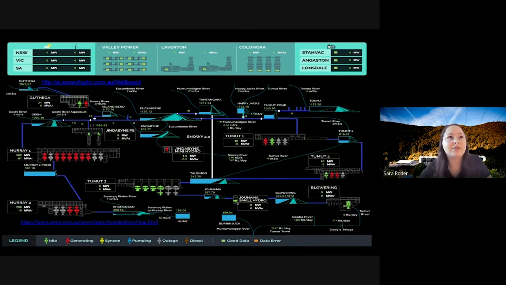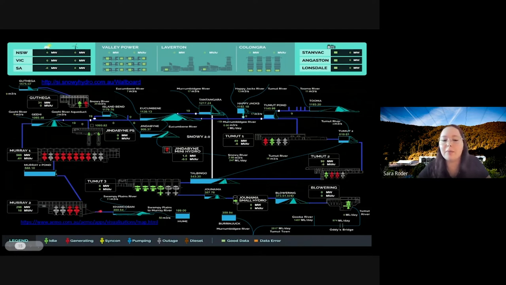So here for our hydro scheme, we have 9 hydro stations and 33 turbines, with a total capacity of 4,100 megawatts. All of our plant is spread across the Kosciuszko National Park. As you can see here, this is what's called our scheme intelligence, which is a live dashboard. This is just a screenshot of it while it was doing something interesting.